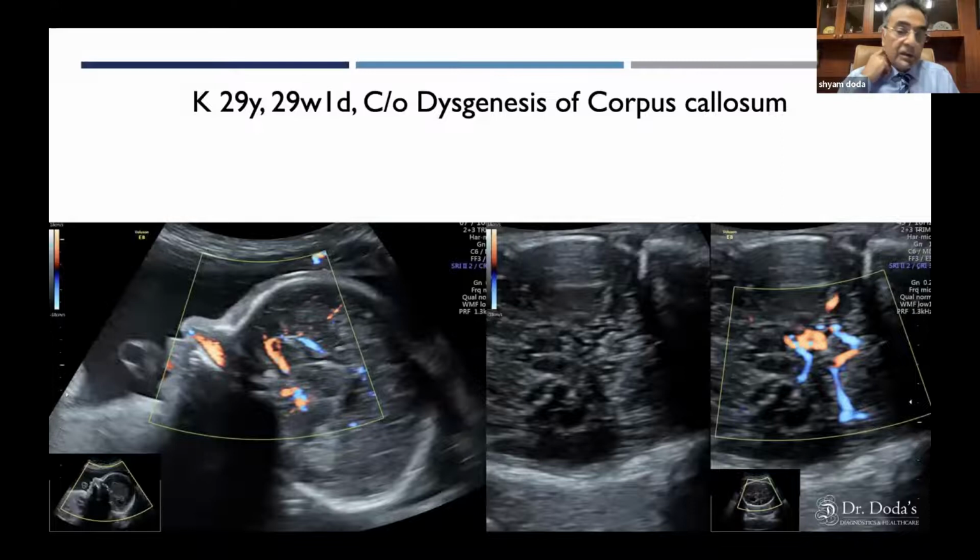And the same case was shown by Dr. Tina, where we picked up, in addition to dysgenesis of corpus callosum, a vessel over there, an arterial vessel showing arterial waveform, possibly an aneurysm of the circle of Willis. We don't have the follow-up of this case, but this was an additional finding which was seen on MR.